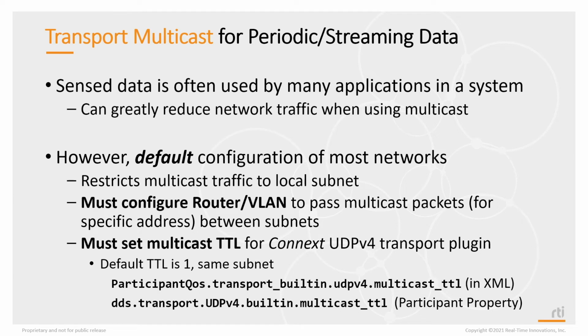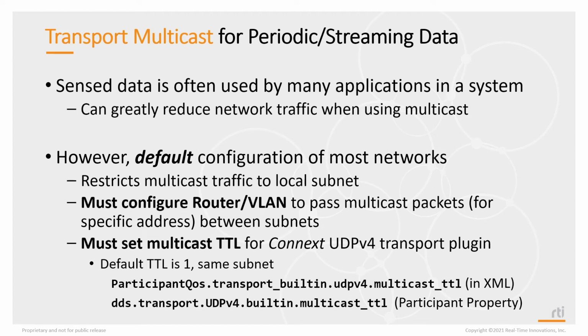Note, the default configuration of most networks, most UDP, Ethernet, IP networks, restricts multicast traffic to local subnets. So if you're trying to use multicast, but it's not working for you between your writer and reader, one of the first things I check is to see if the two hosts are on the same subnet. If they're not on the same subnet, then you're going to have to do some configuration of your network.